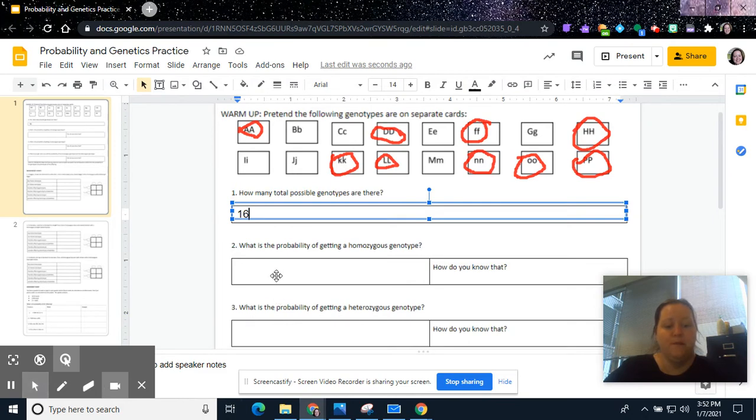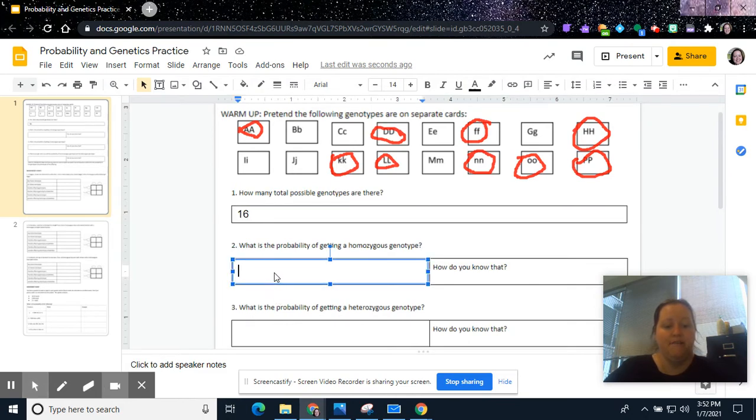So remember, probability says how many give you what you want, 9 out of how many total, 16. And then for this part, how do we know that? Because homozygous means that they have both capital, both lowercase, say something like that. Maybe you just say that there are 9 that are homozygous, whatever you would like to say.